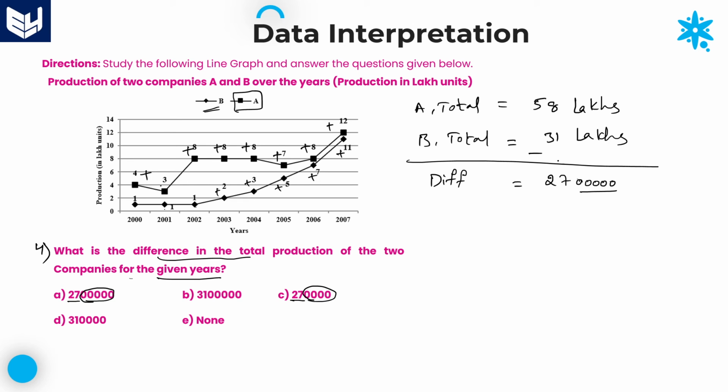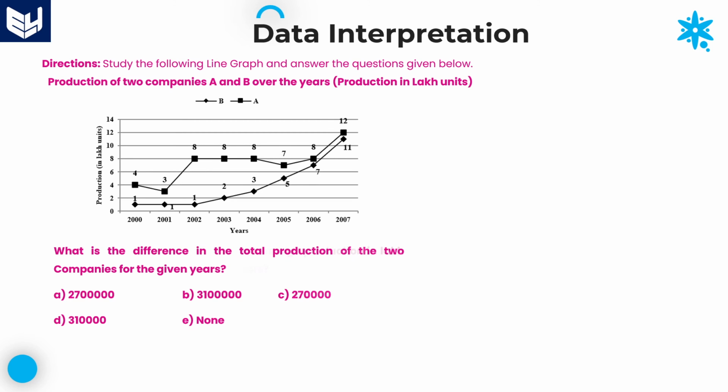Why? Because your answer is 27 lakhs. 27 lakhs is nothing but 27 followed by 5 zeros, not 4 zeros. You have to be very cautious about the number of zeros as well. Therefore, the required answer for this question is option A, 27 lakhs. That is the required answer.